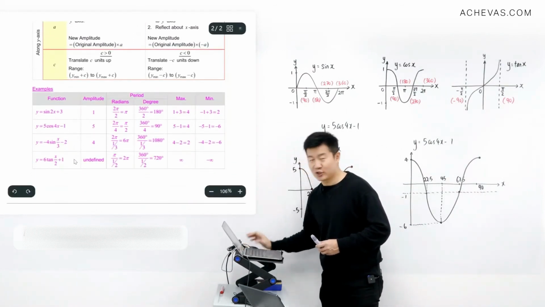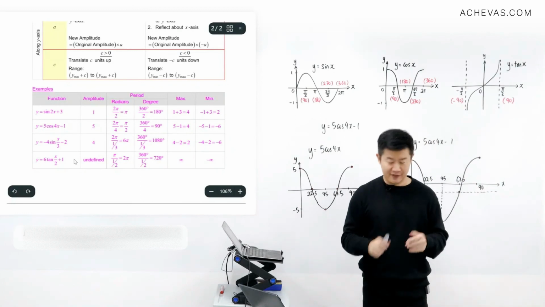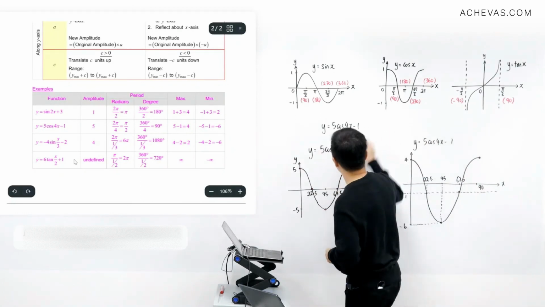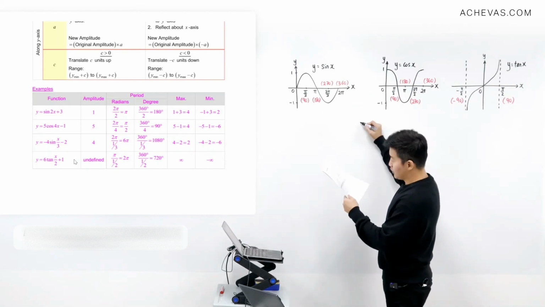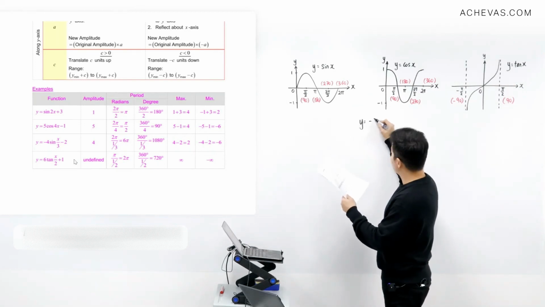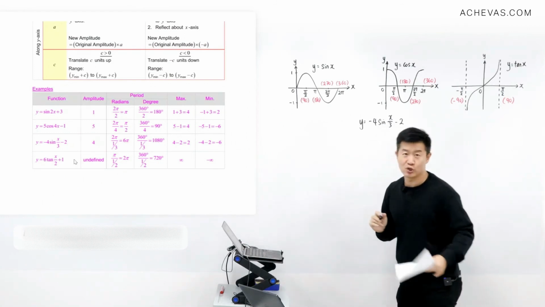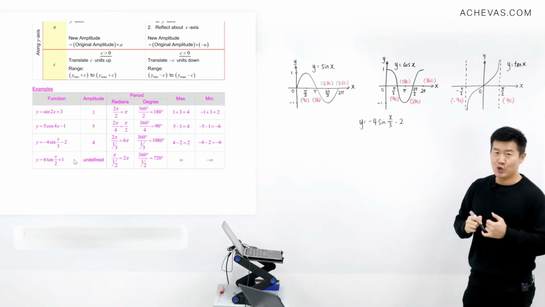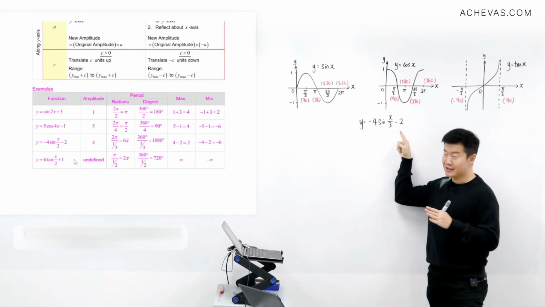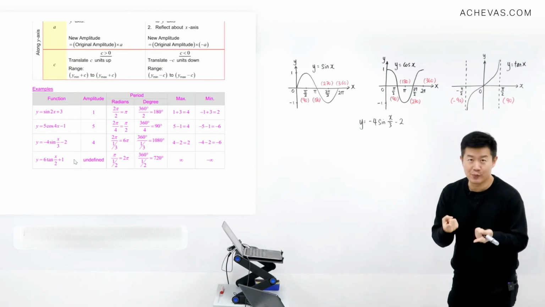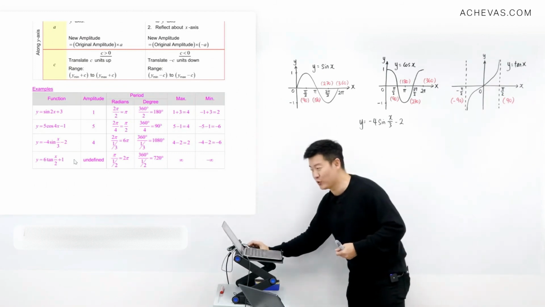This time, for the last 2 graphs, let's go for radians. We are going to be sketching the graph of y is equal to minus 4 sine x over 3, minus 2. So what is the new period? This is a little bit tricky because the b in this case is 1 over 3.